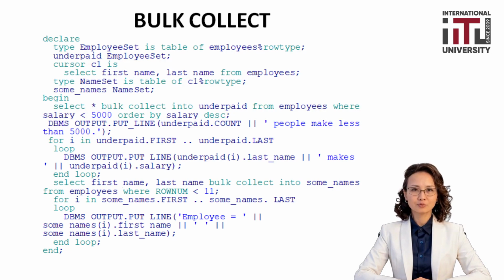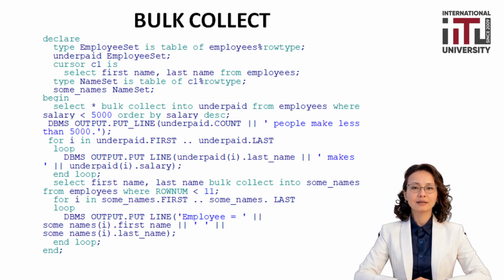In this example, we use bulk collect to retrieve multiple rows from the employees table into PL/SQL collections. First, we declare a collection underpaid to store all employees earning less than 5,000. We use select bulk collect into to fetch the data and then print the total count. Next, we loop through the collection to display each employee's last name and salary.